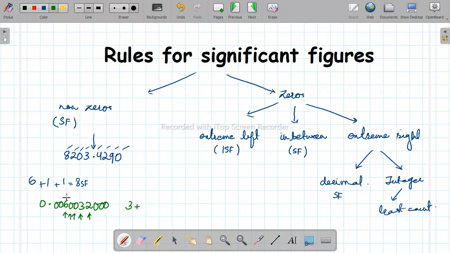Then how about these two zeros? These two zeros are in between two non-zeros, and we know that whenever we have zeros in between non-zeros, we take them to be significant. तो ये दोनों significant count होंगे. Okay, what else do we have?